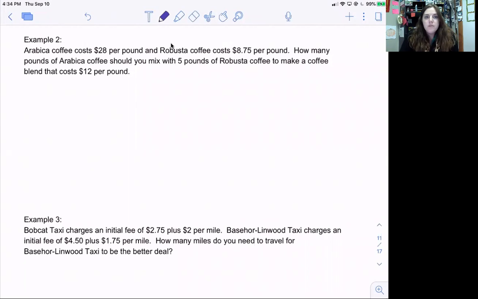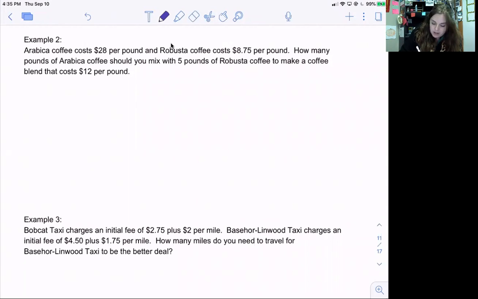So our first one, example 2: Arabica coffee costs $28 per pound and Robusta coffee costs $8.75 per pound. How many pounds of Arabica coffee should you mix with 5 pounds of Robusta coffee to make a coffee blend that costs $12 per pound? So we're going to break this apart.